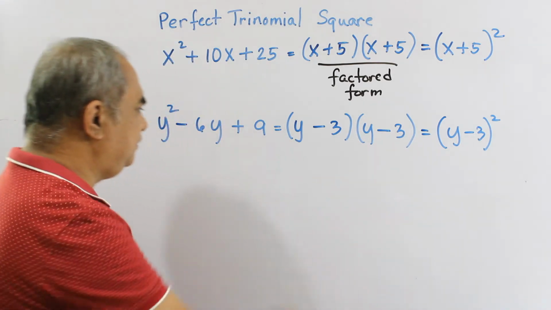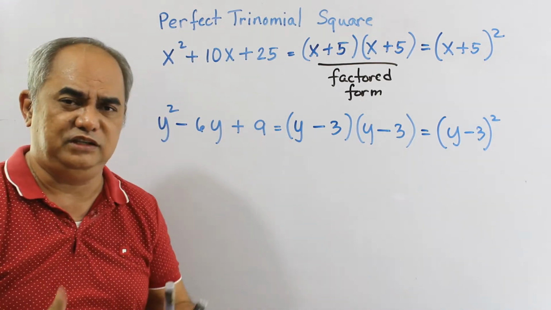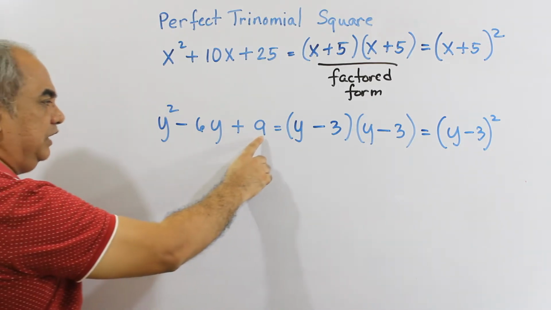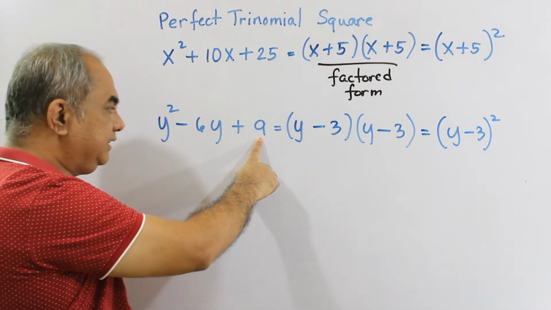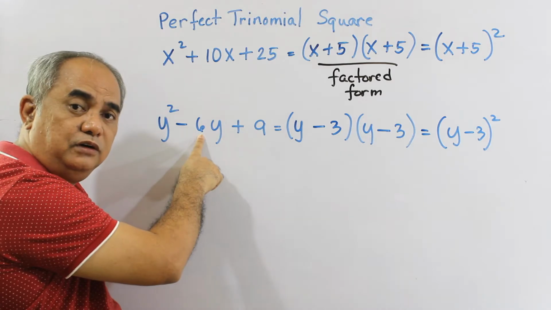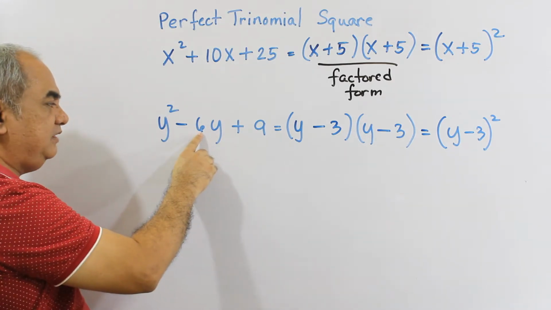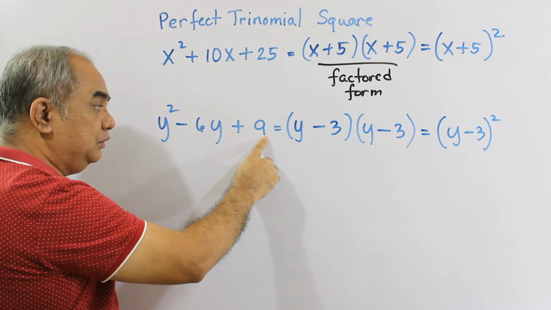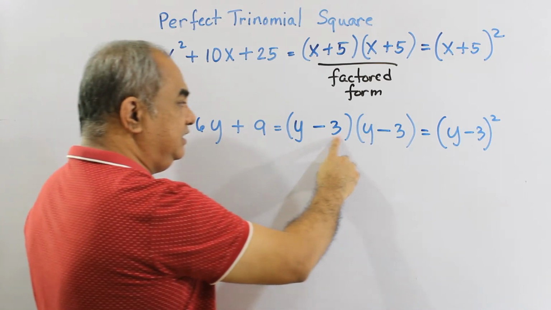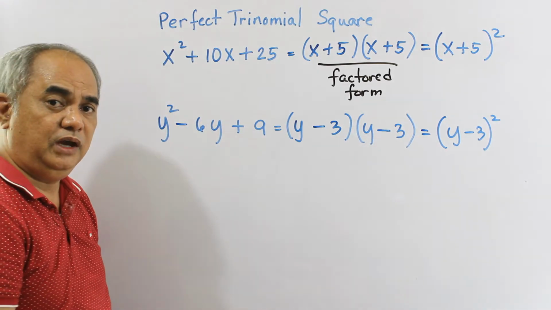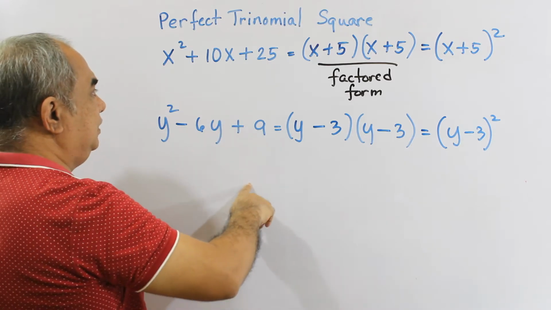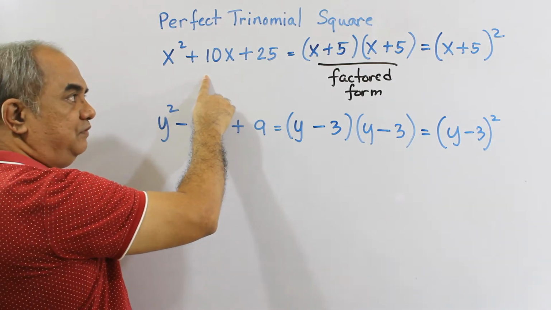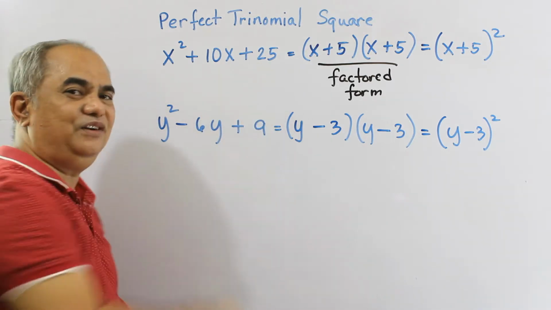Let's say, what if this number is too big for us to find the square root? There's another way to find the square root of this. It is nothing but half the numerical coefficient of the middle term. You divide this 6 by 2, it will give you 3, which is the square root of 9. And this is our factored form. If we look back to our first example, we do the same thing here. You divide 10 by 2, it will give us 5, which is also the square root of the last term.